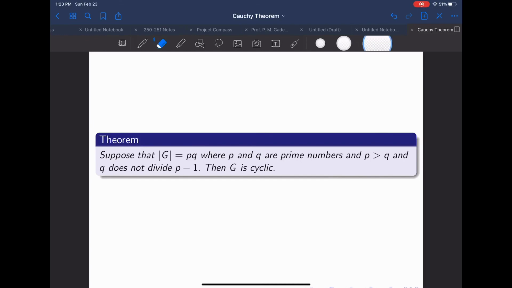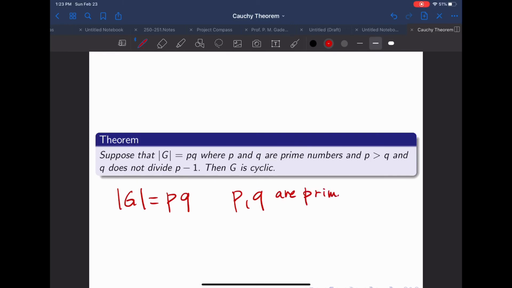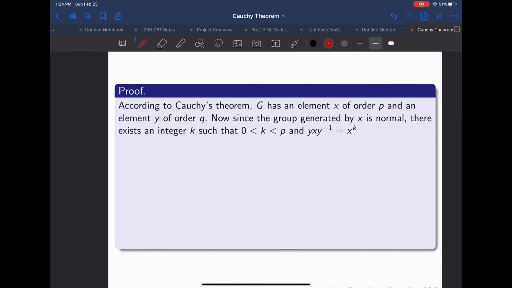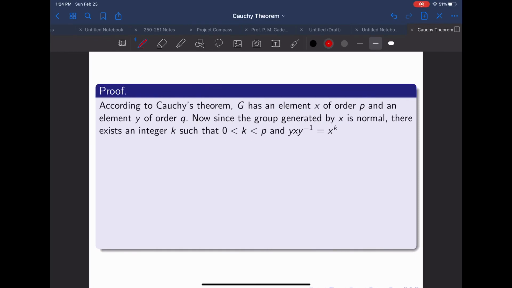So suppose that G is a group of order pq, p times q. p and q are here prime numbers, and p is strictly bigger than q, and we'll assume that q does not divide p minus 1. If all of these assumptions hold, then we'll prove that G is a cyclic group, so it's generated by just one element. Okay, so, according to Cauchy's theorem, G has an element x of order p and another element y of order q. Now, since the group generated by x is normal and has prime order, then it has to be cyclic.